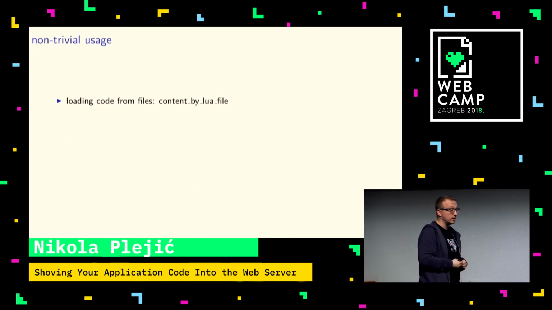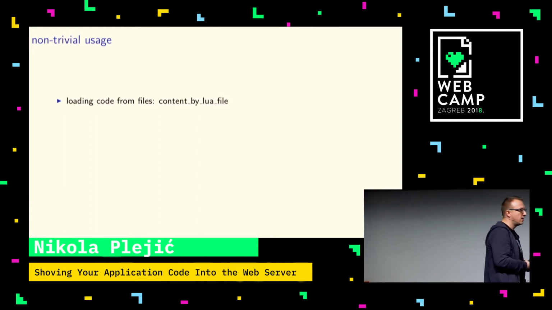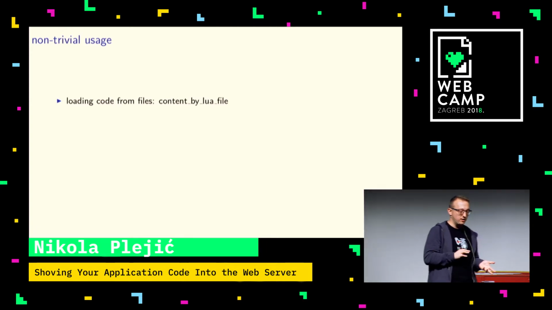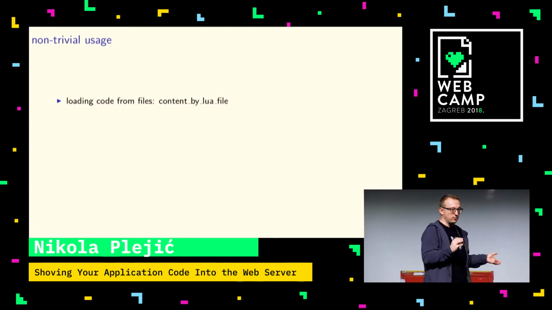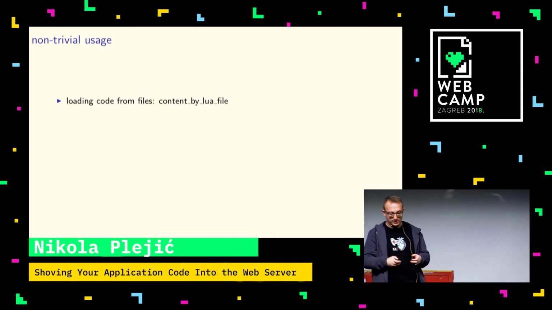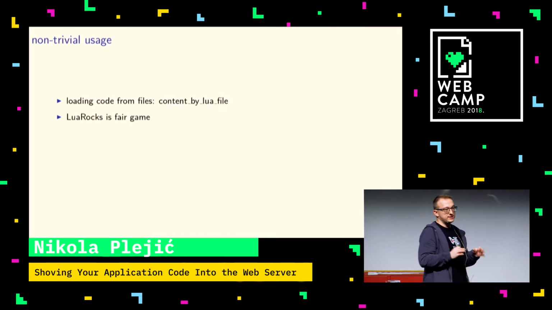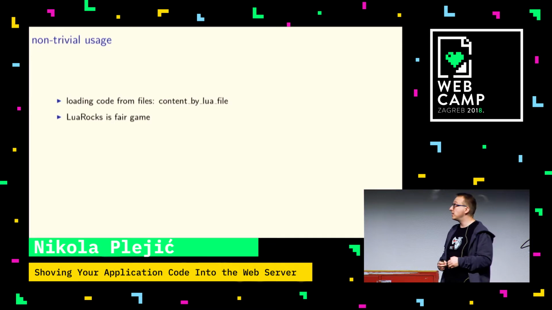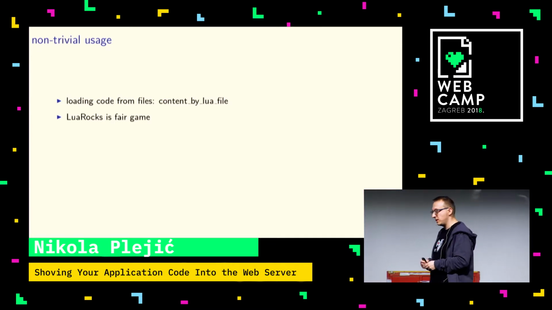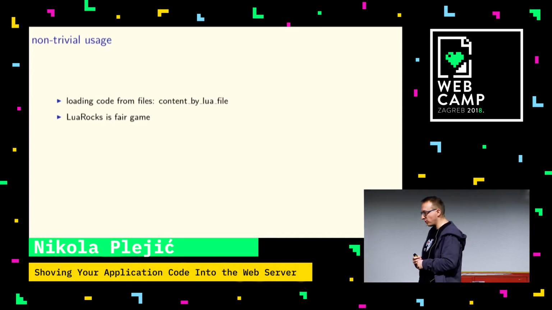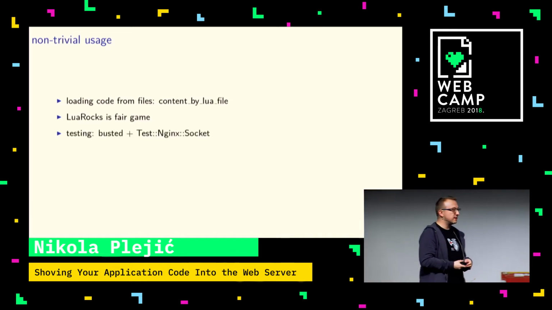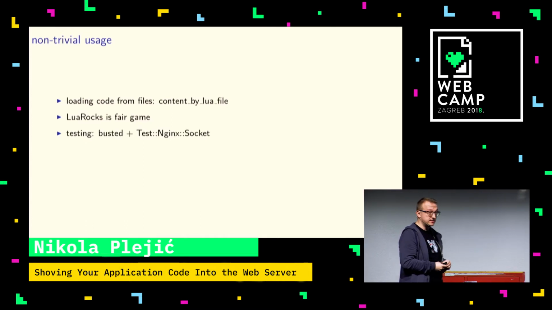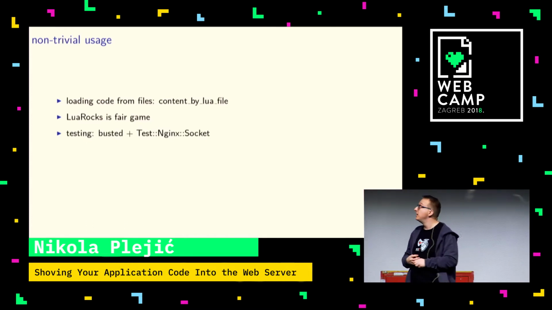So instead of content_by_lua_block, you would use content_by_lua_file, and then you could use your entire Lua infrastructure to structure your code. You can separate your code into modules, etc. Since we have a fairly standard Lua runtime running in Nginx, LuaRocks is fair game. You can fetch third-party packages from LuaRocks and use them from your code normally. For testing, you can use Busted to unit test your Lua code like you normally would.